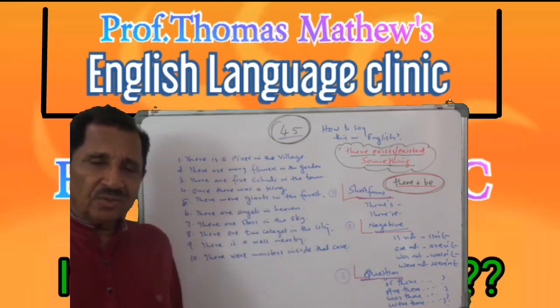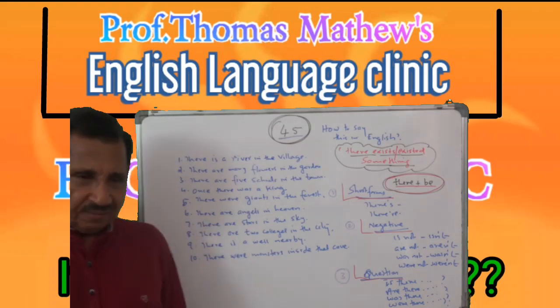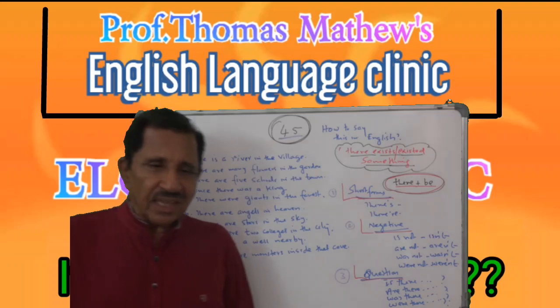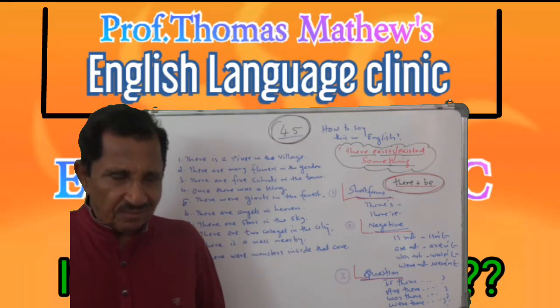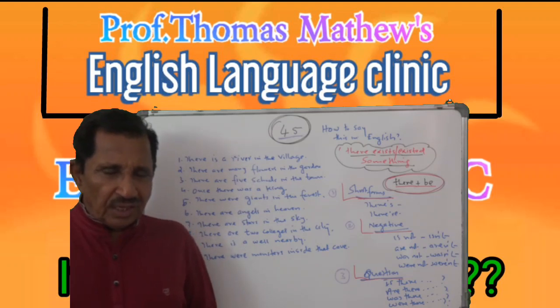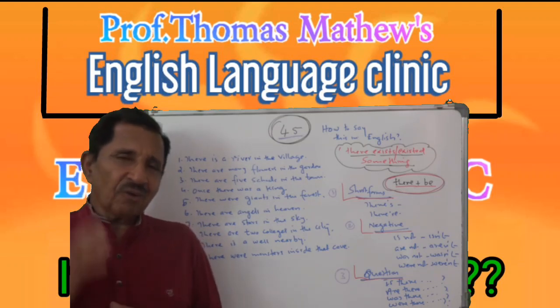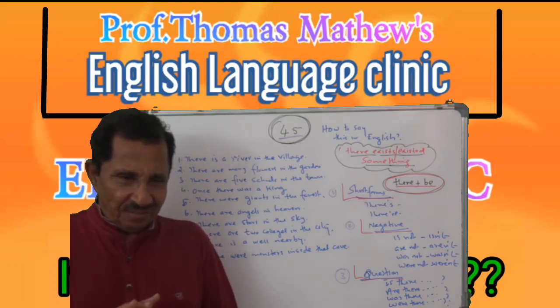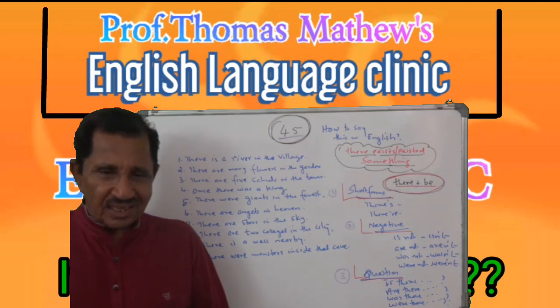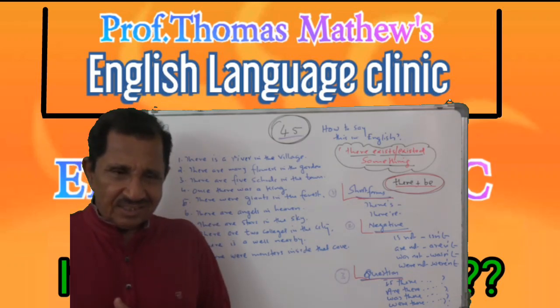So now let's go through those sentences, then you will understand it in a better way. Sentence number 1, there is a river in the village. That means there exists a river in the village. Sentence 2, there are many flowers in the garden. Otherwise, how will you say? There's no other way. This is the best way to say that. There are many flowers in the garden. See, in that case also, many flowers is the real subject. Understand?